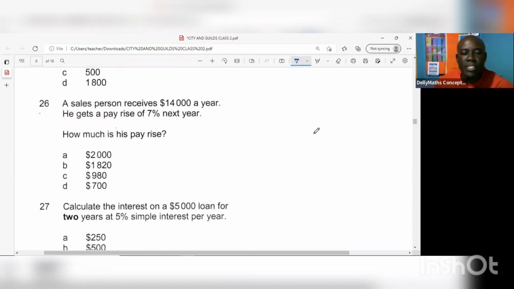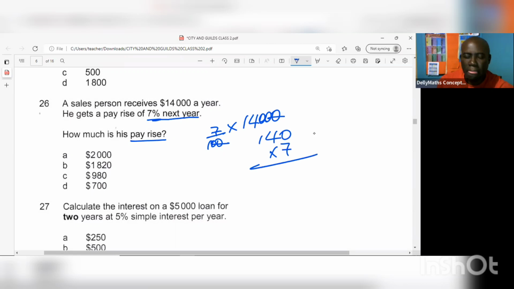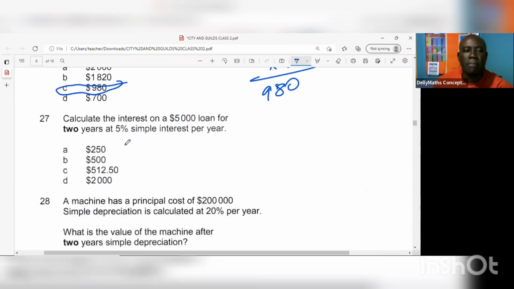A salesperson receives $14,000 a year. He gets a pay rise of 7% every year. How much is his pay rise? So I want to find 7% of 14,000. The zeros cancel, so it's 140 times 7. All right, so 140 times 7 easily. You just do your multiplication, you get 980. So that is the raise that you'll get, $980.